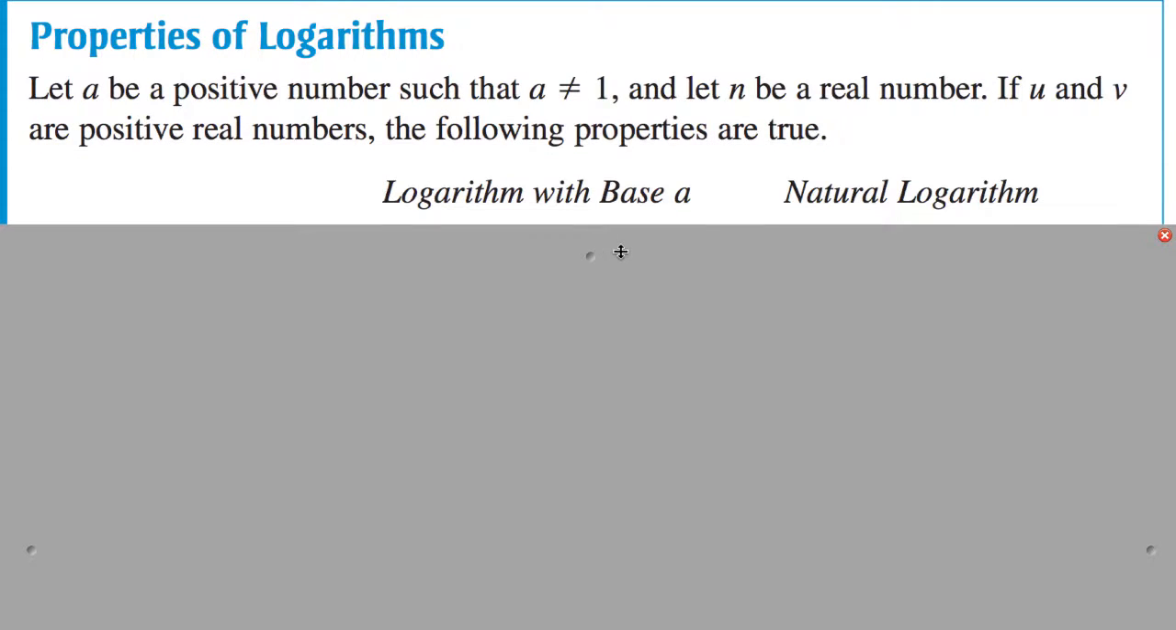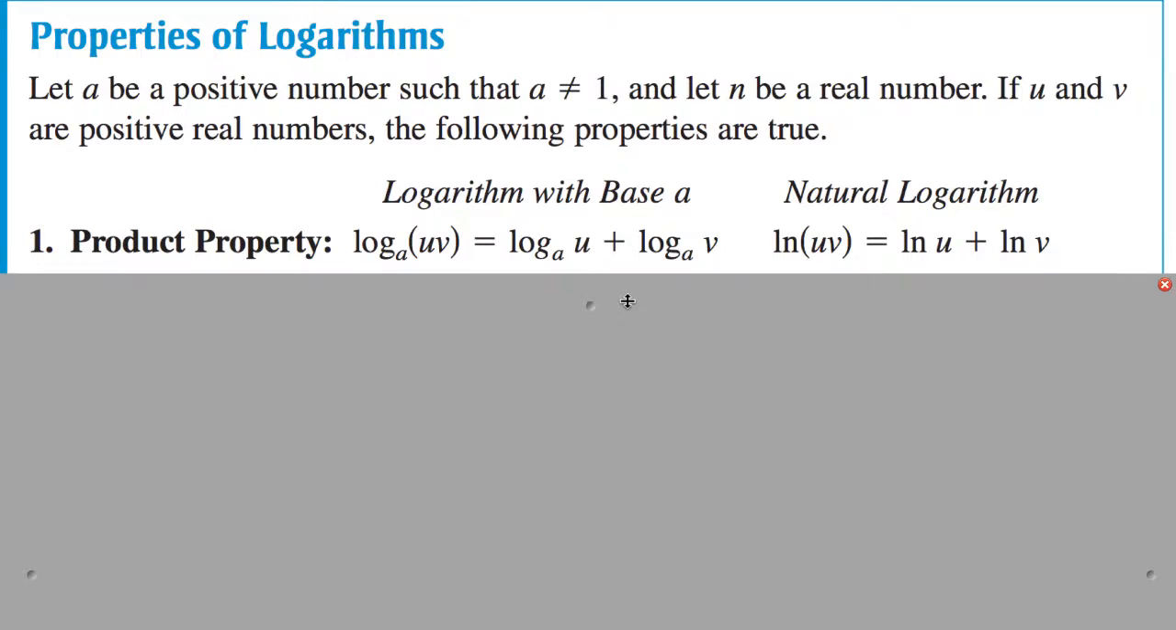First of all, we have what we call the product property. Okay, so here's the general product property. If you have log base anything of some number times another number, we can split those up and expand the logarithm, is what we say. We can expand the logarithm by addition. So whenever you have the product of two things inside a logarithm, you could go ahead and split that up into log base a of u plus log base a of v. Okay, similarly with the natural log, the same property holds true.